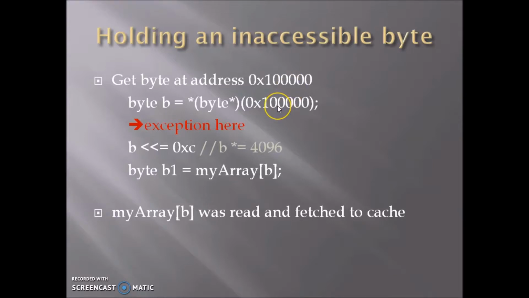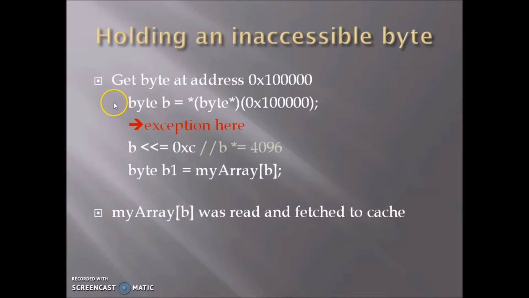Of course, this address is not allowed to be read by the process we are running. And if we run this simple code, byte b equals what is written in address 100,000, we will raise an exception and we will not be able to read this byte b.